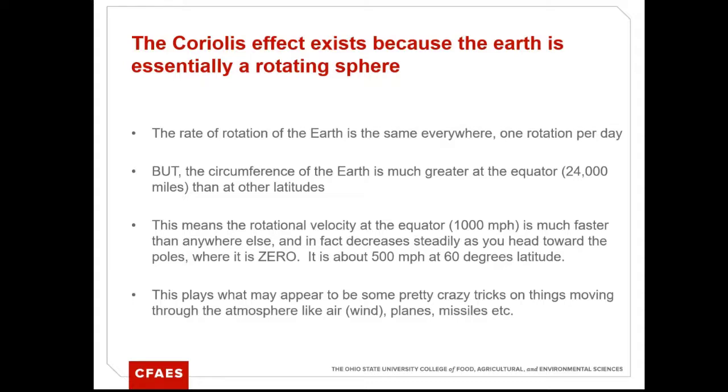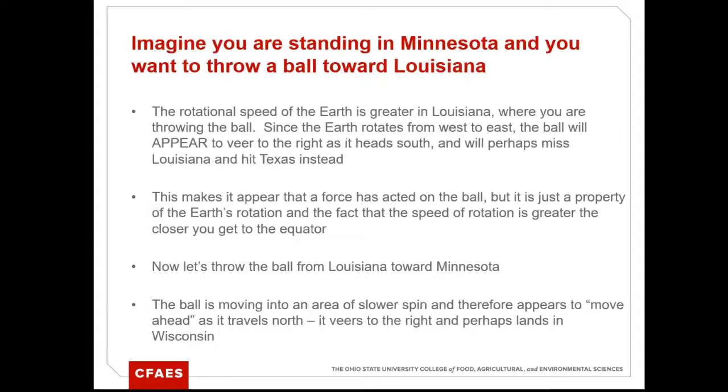Well, this plays a major role and causes some phenomena that look kind of strange, plays some kind of crazy tricks on things. And it makes it look like a force is acting, but it's not a force. So imagine you're standing in Minnesota and you want to throw a ball down toward Louisiana. Okay? Louisiana is due south of Minnesota. The rotational speed of the Earth is greater in Louisiana where you're throwing the ball. But since the Earth rotates from west to east, the ball will appear to veer to the right as it heads south and probably miss Louisiana and hit Texas. It veers off to the right.